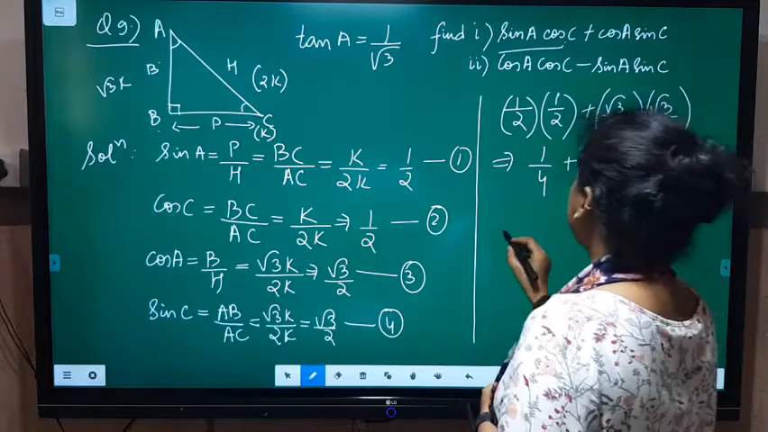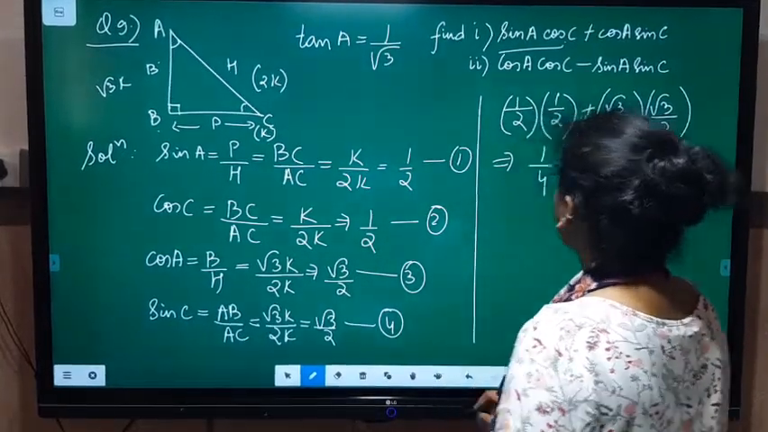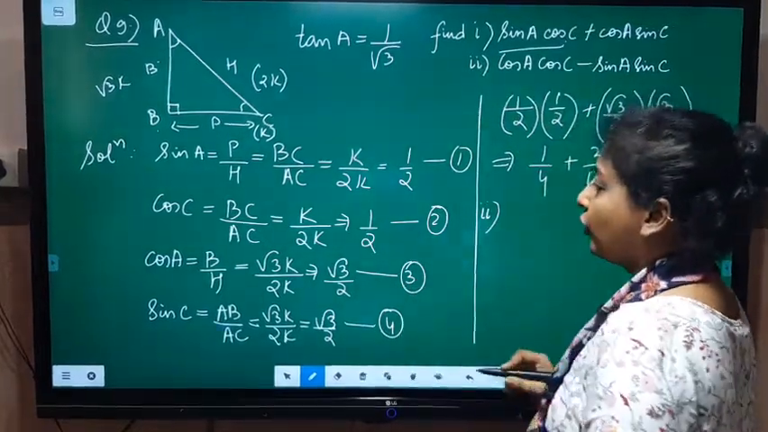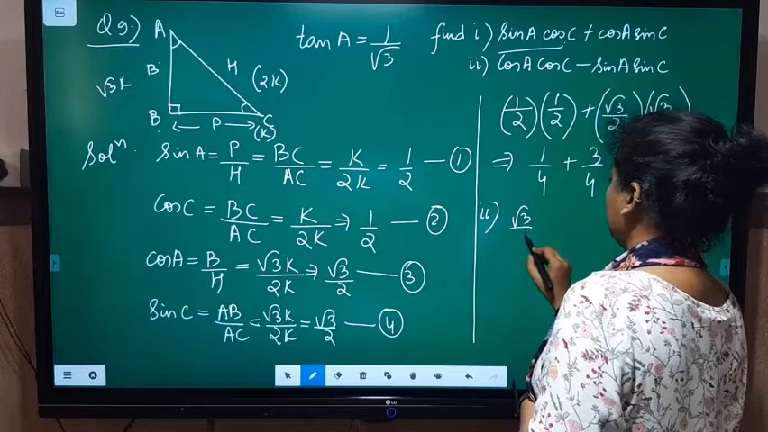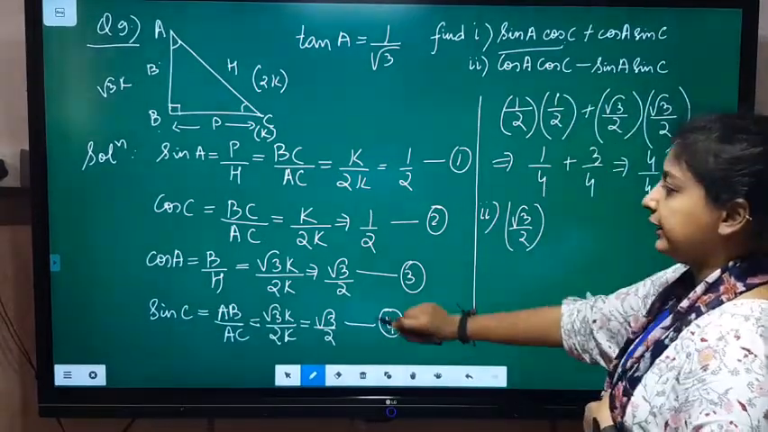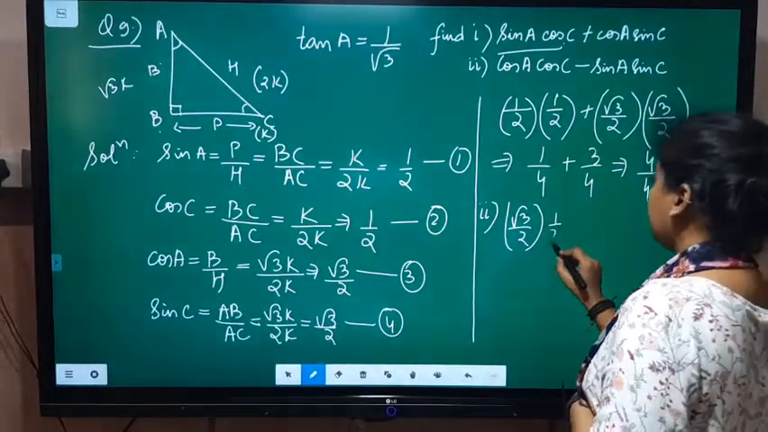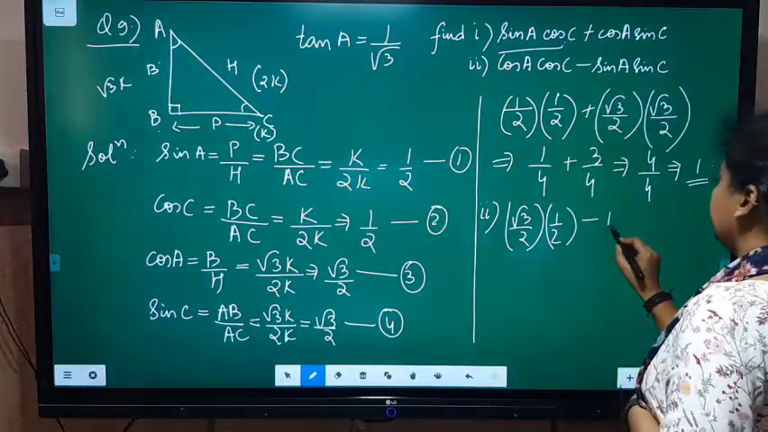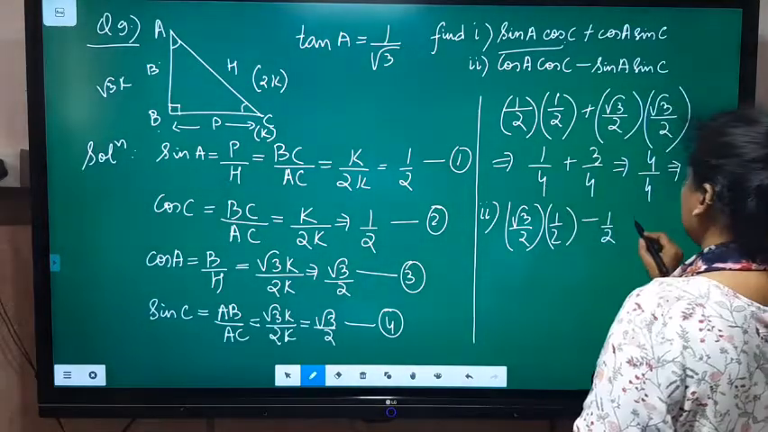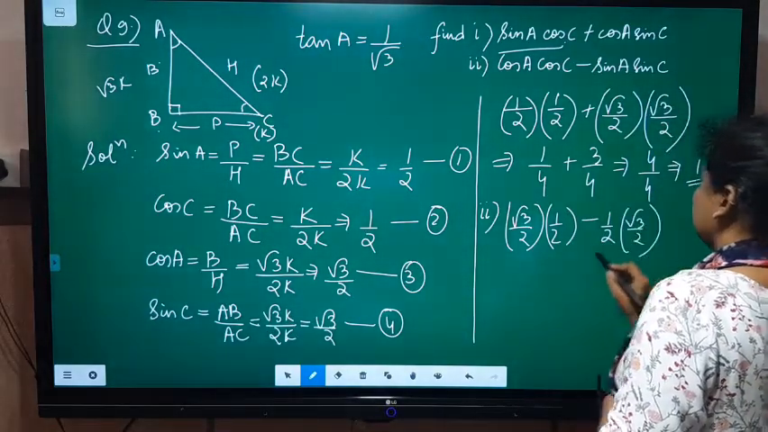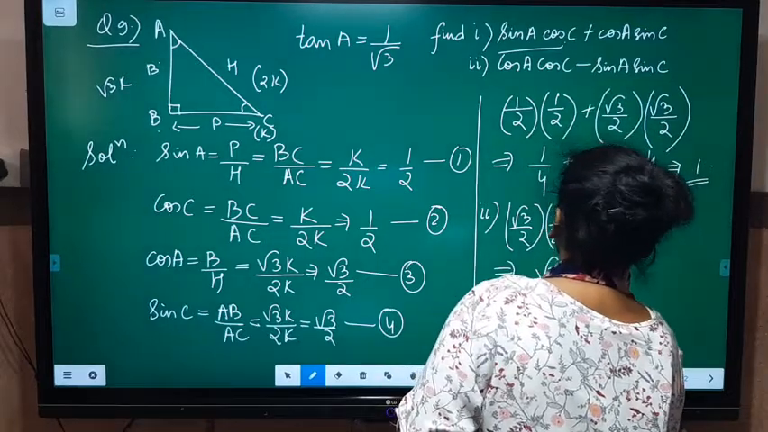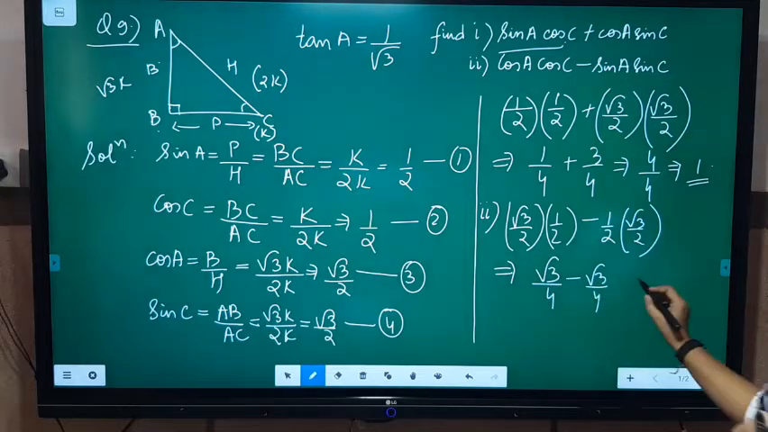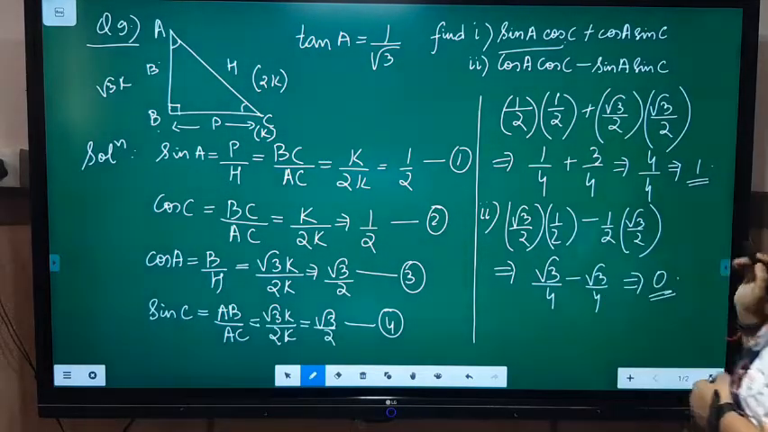Now again, in the second part, cos A cos C. For the second part, in place of cos A, I can write under root 3 by 2. In place of cos C, from your equation 2, I am writing 1 by 2, minus. In place of sin A, I am writing 1 by 2, and in place of sin C, again I am writing under root 3 by 2. So this value comes out to be under root 3 by 4 minus under root 3 by 4, which gives us 0. So this is the answer for the second part.